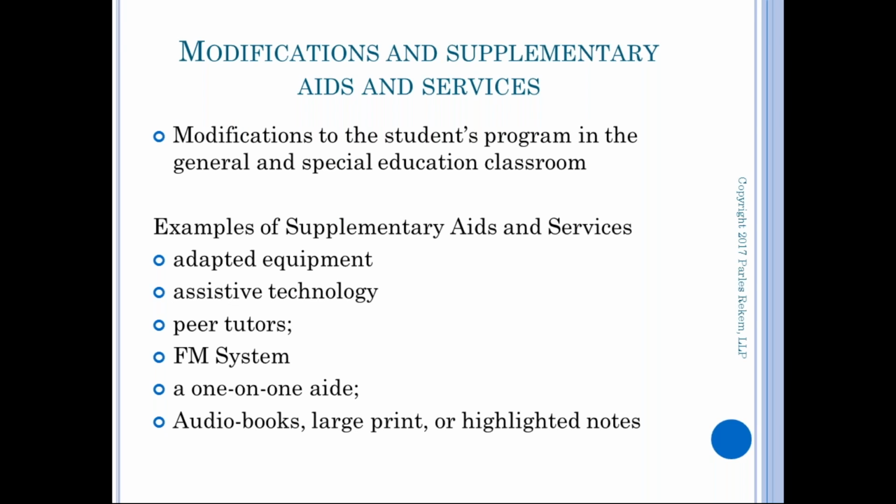Okay, so modifications and supplementary aids and services, that's another big section of the IEP. When we talk about modifications, we're talking about changing the curriculum in some way, based on a child's disability. So let's say we have an assignment that can be reduced, that's a little bit more manageable. That's a modification. An accommodation is where we're altering the environment for that child, but it doesn't mean that we're altering what is being taught.